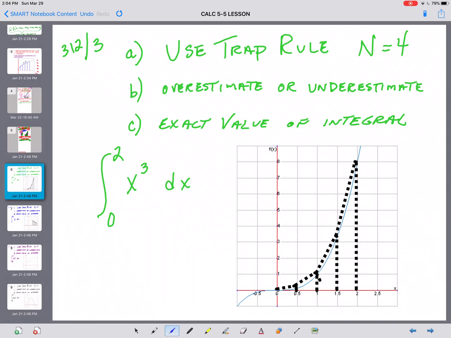This is part 2 of going over calculus homework, page 312. We're now going to go to problems 3 and 4. Let's take a look at number 3. Again, they want 4 trapezoids.